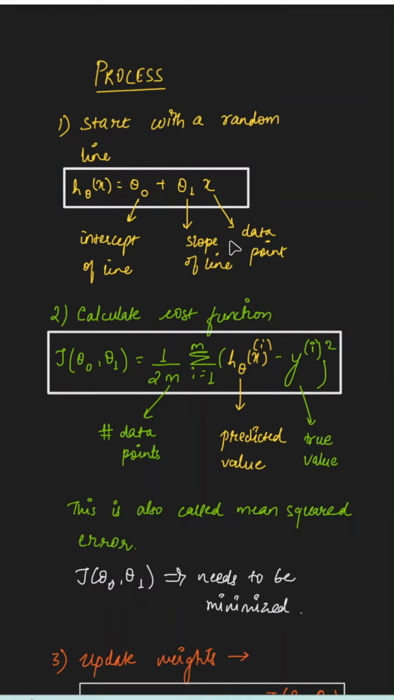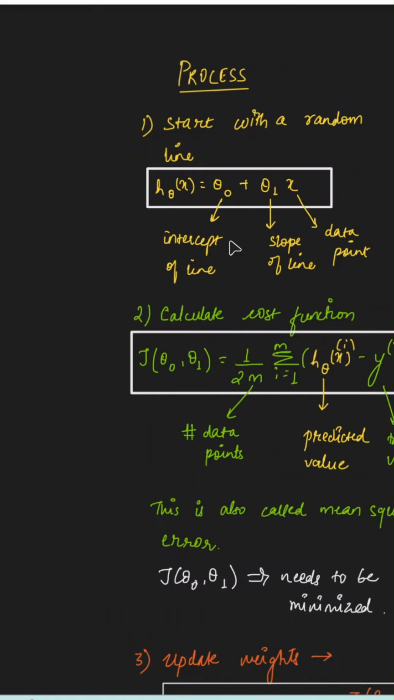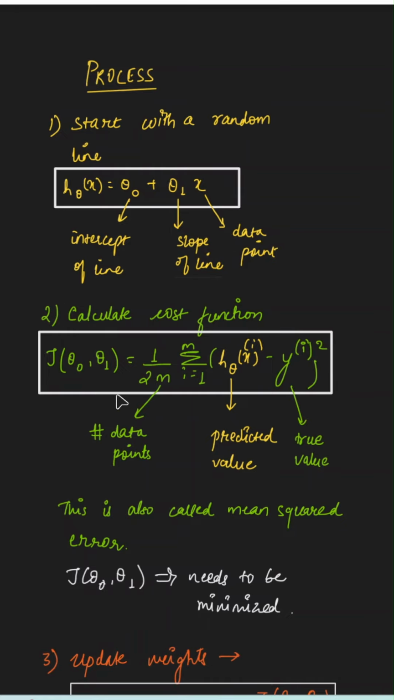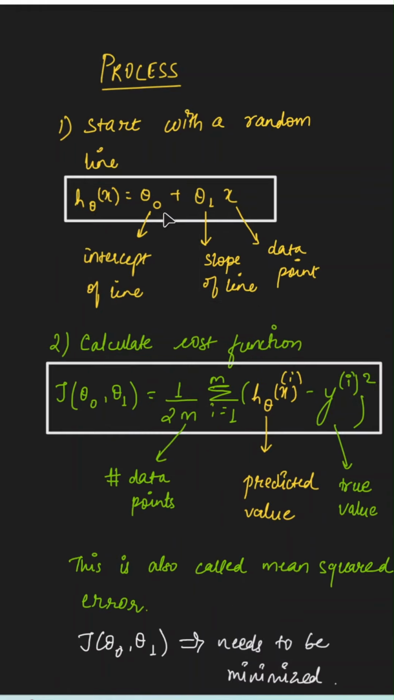To quickly go through the process, we start with a random line, which is h theta of x equal to theta 0 plus theta 1 of x, where theta 0 and theta 1 are chosen randomly. Then we calculate the cost function, which is J(theta 0, theta 1) equal to 1 upon 2m summation of (h theta of x(i), which is the predicted value of y, minus the true value of y) whole square. Now with different values of theta 0 and theta 1, we will get different values of this cost function.